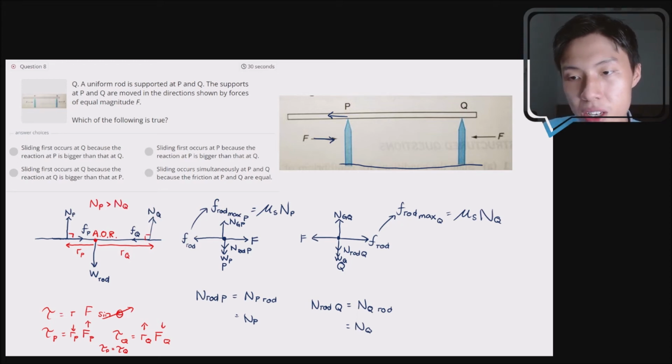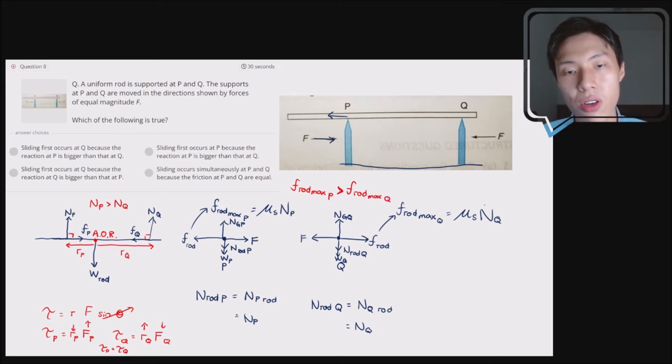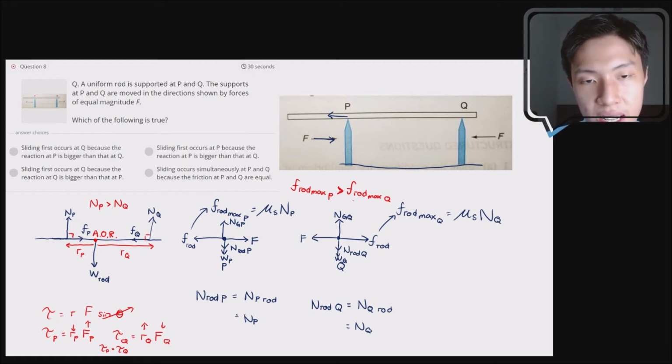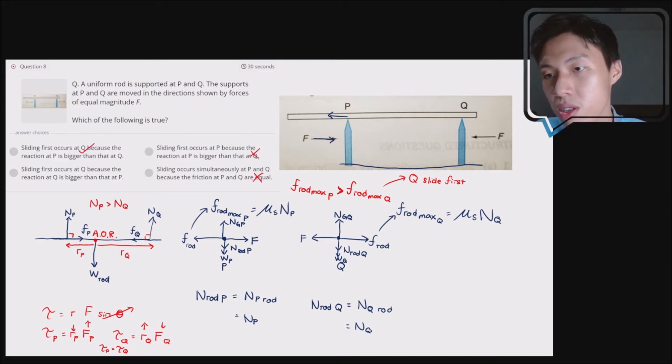Since NP is greater than NQ, the maximum static friction at P will be greater than the maximum static friction at Q. If Q experiences less static friction, Q will slide first, because it's easier to overcome the maximum static friction at Q compared to P. Therefore, sliding should occur first at Q. So these two options are wrong, sliding first occurs at Q.